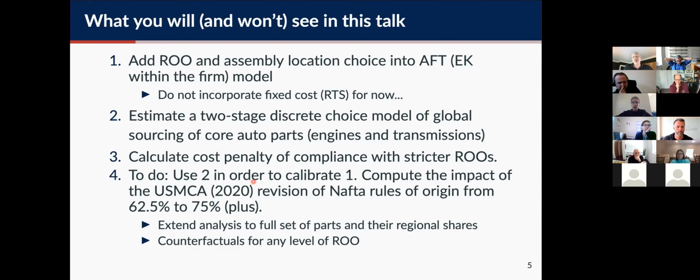In the empirical estimates, we'll have data just on engines and transmissions. And we want to go back to thinking about how we can do some counterfactuals that are not just going to involve engines and transmission sourcing, but the whole range of automotive parts.